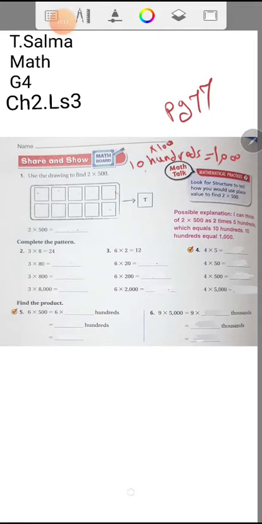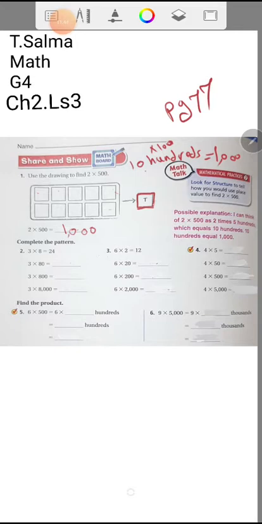1000, and this 1000 is represented by one large cube, which is here the square with T in the middle. So if you want to draw the model, it will be one large cube, which is here 10 flats. So if you want to find the answer, 2 multiply 500, I will multiply 2 by 5, the answer will be 10, and put 2 zeros next to the answer, so the answer will be 1000.